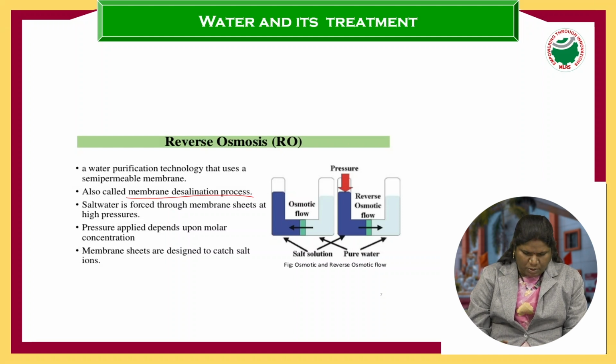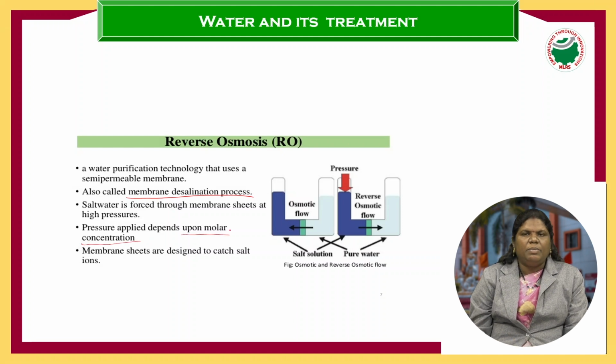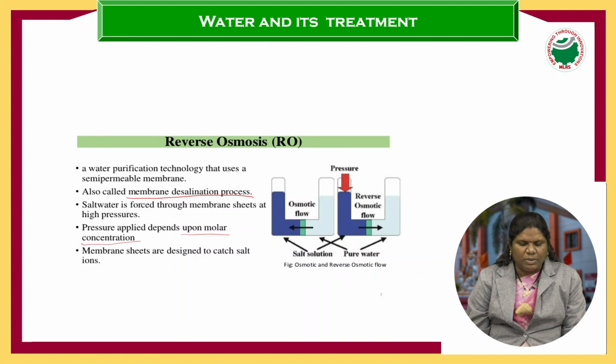Pressure applied depends upon molar concentration. How much pressure we have to apply depends upon the molar concentration, meaning how many moles of concentration of the solution are there. If there is more concentration, more salts and minerals will be present, so we have to apply more pressure. Membrane sheets are designed to catch salt ions. The semi-permeable membranes used in RO technology are designed so that they hold the minerals and salts in them.